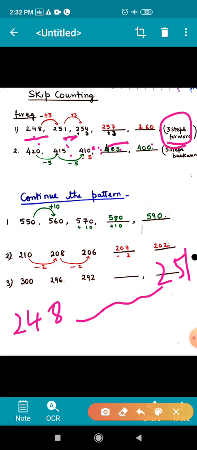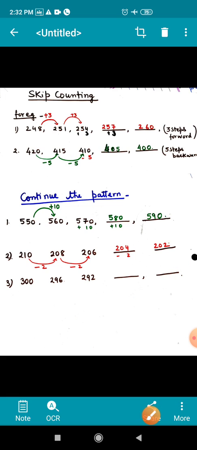Similarly, we can get other numbers also. Okay. So remember that to do forward skip counting, we have to add. And to do backward skip counting, we have to subtract. Now, this you can see in the next example.